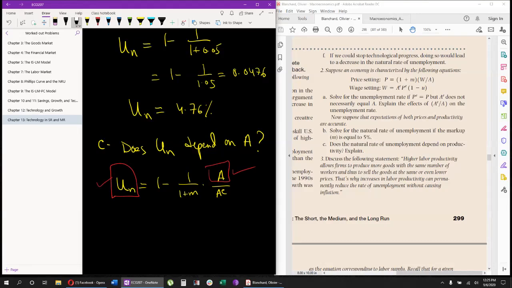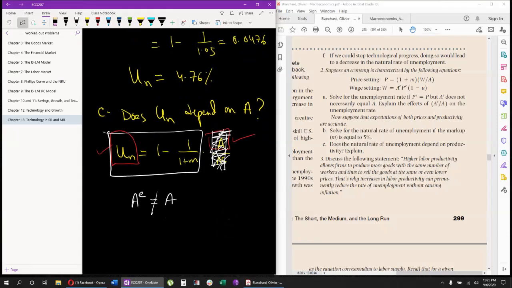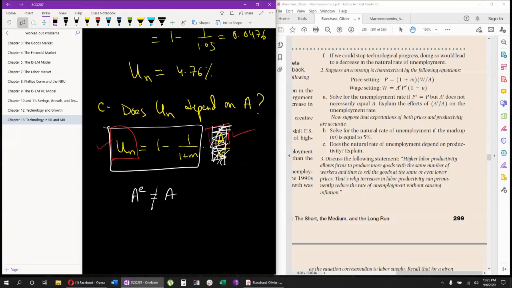So if our expectation is correct, then this entire part cancels out. This is not relevant anymore. This is the part that we have to focus on. Productivity only affects unemployment when our expectation is wrong. And that's when productivity plays a role on unemployment. So the answer will be, of course, in one word, no.